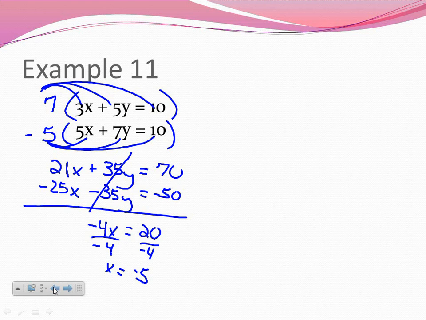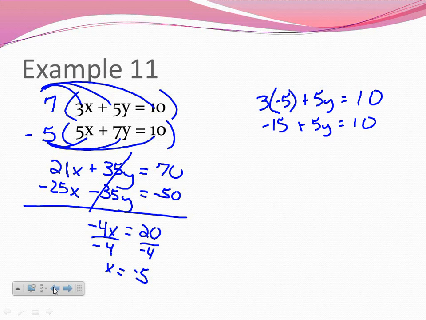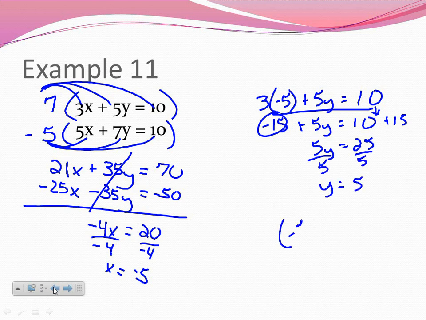Then when I plug back in, I can choose 1, 2, 3, or 4. I'm going to go with door number 1 because it looks nice and small and fine by me. 3 times negative 5 plus 5y equals 10. So this is going to give me negative 15 plus 5y equals 10. When you move this over and add 15, 5y equals 25. And when I divide by 5, y is going to equal 5. So I do agree, (-5, 5).